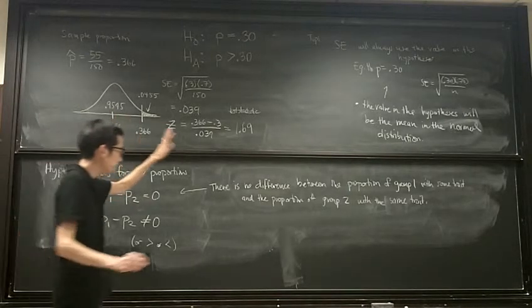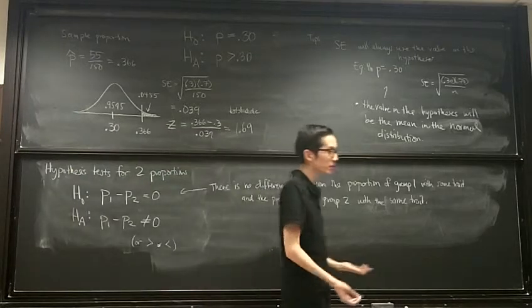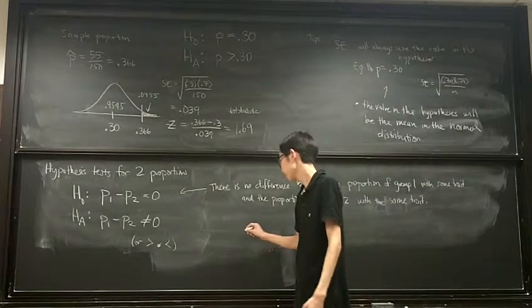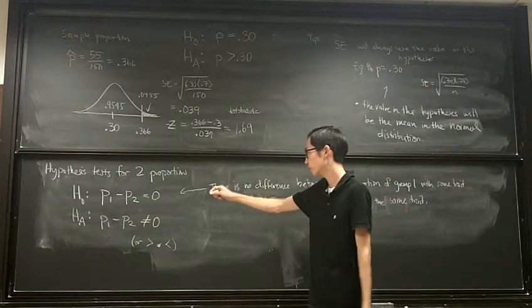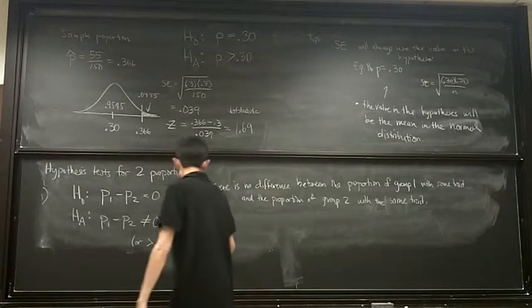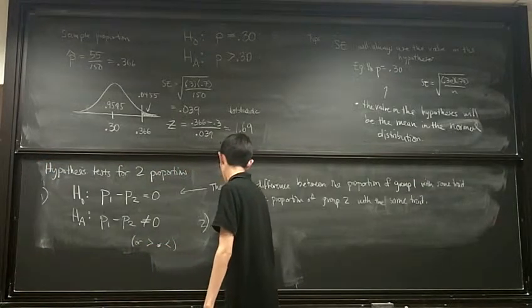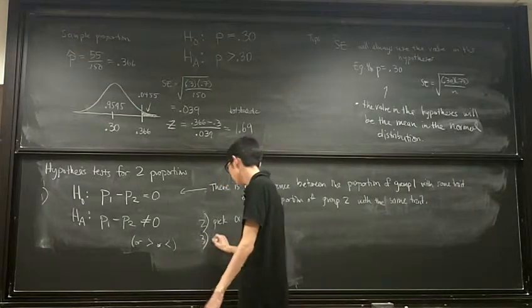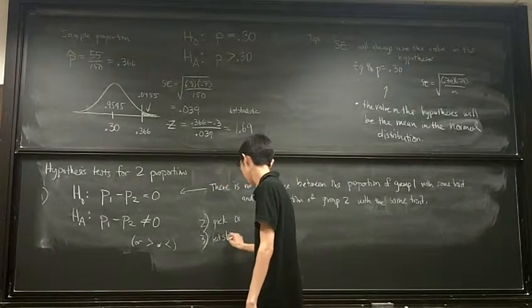So when we do this, the process is still the same. You choose an alpha. Step 1 is the hypotheses. Step 2, you still pick an alpha. Step 3 is find your test statistic and p-value.